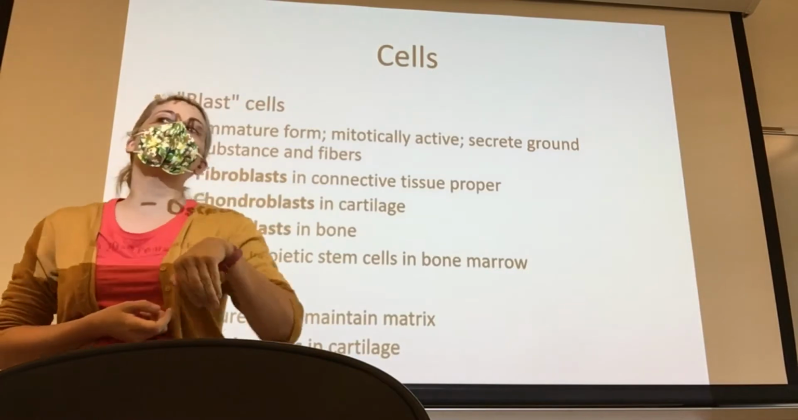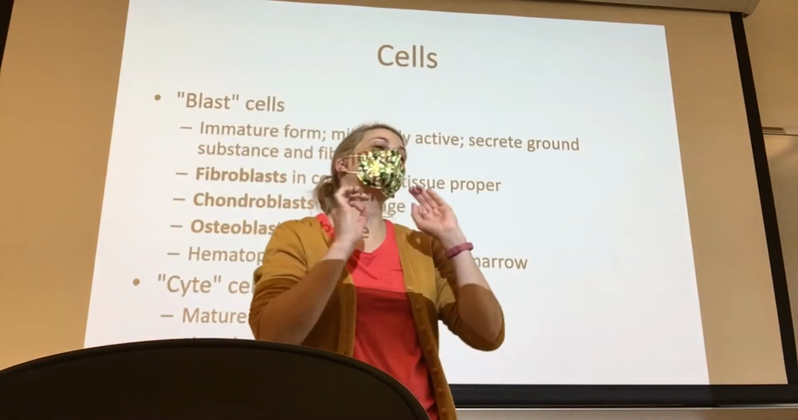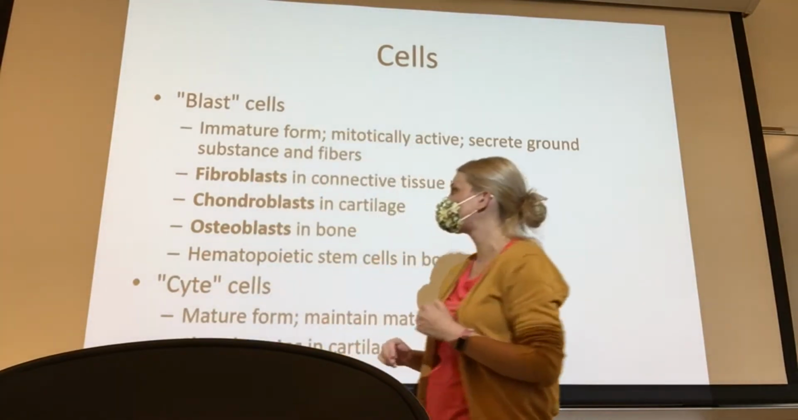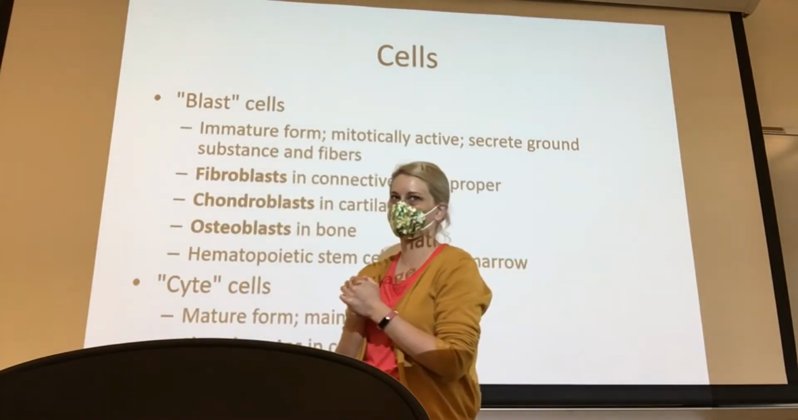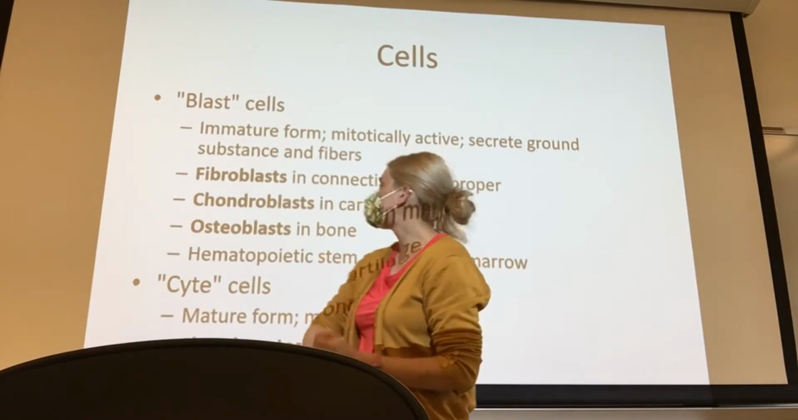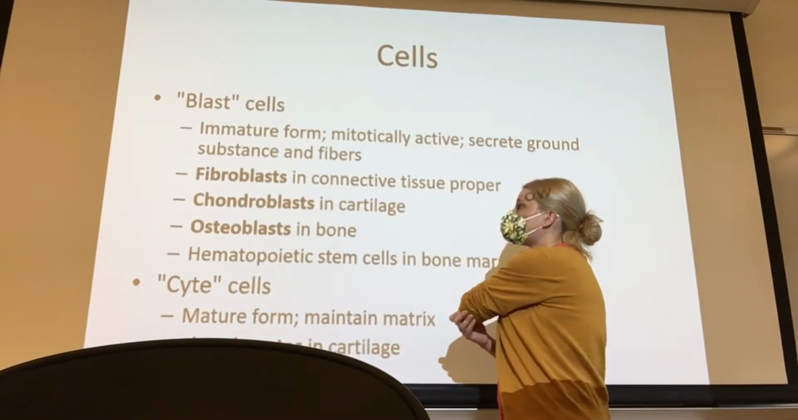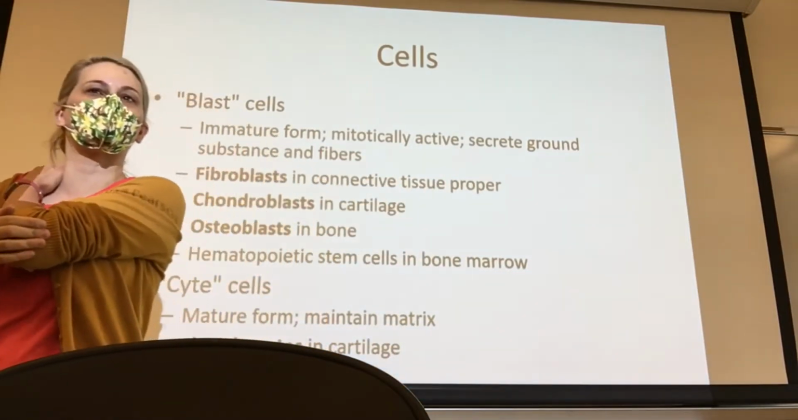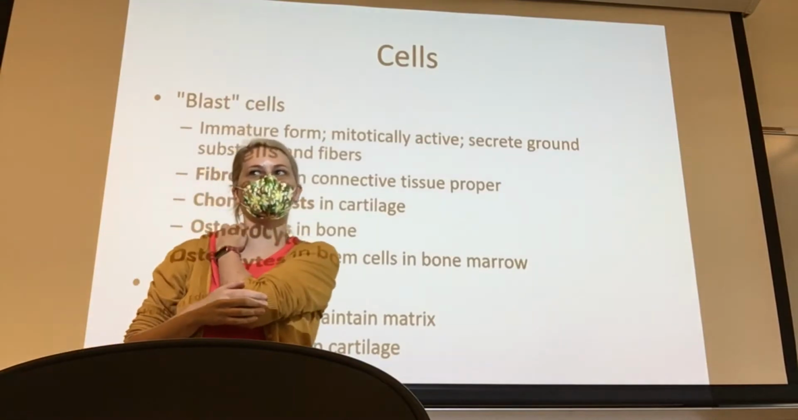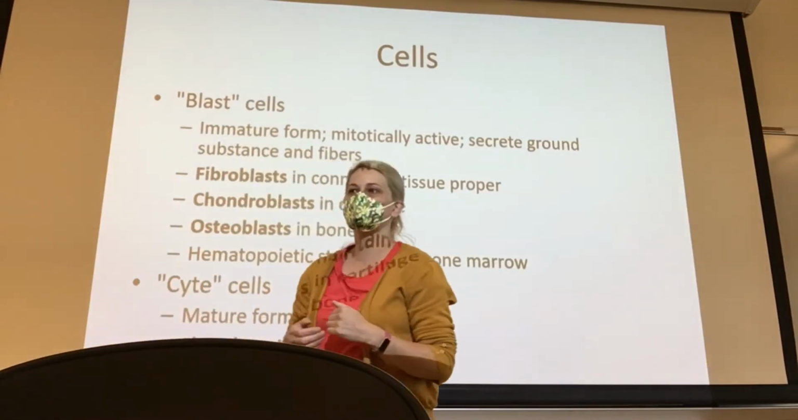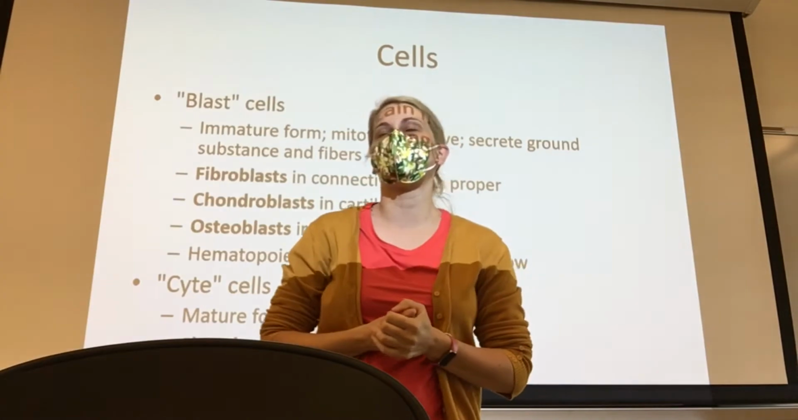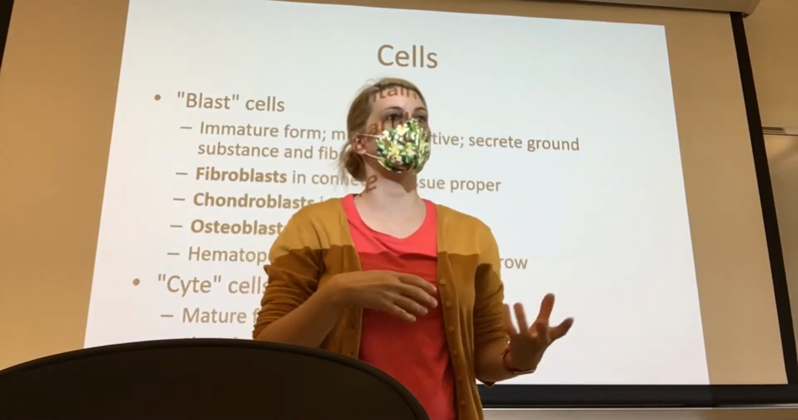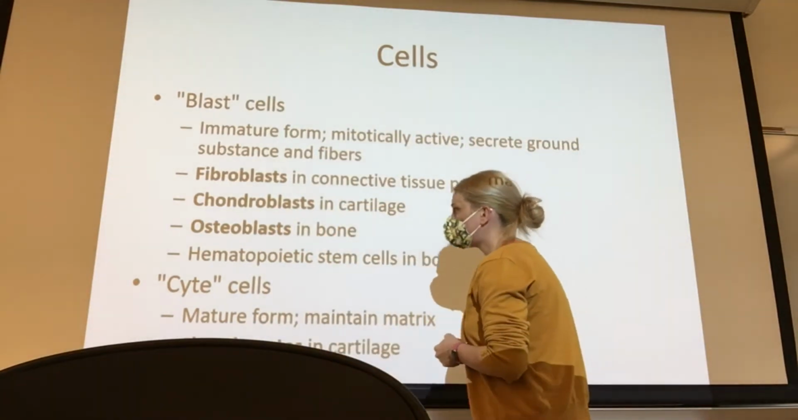Then we stick a prefix on them to tell you where they are and what they're doing for the most part. Fibroblasts have a lot of fibers in them typically, things that connect things, so we find those in connective tissue. Chondro is a prefix for cartilage, like Chondrichthyes is a cartilaginous shark. So chondroblasts specifically are cartilaginous cells that are starting to replace or make new ones. They're mitotically active in cartilage.